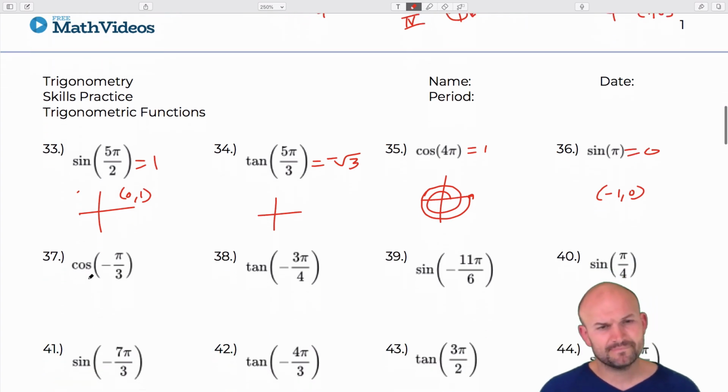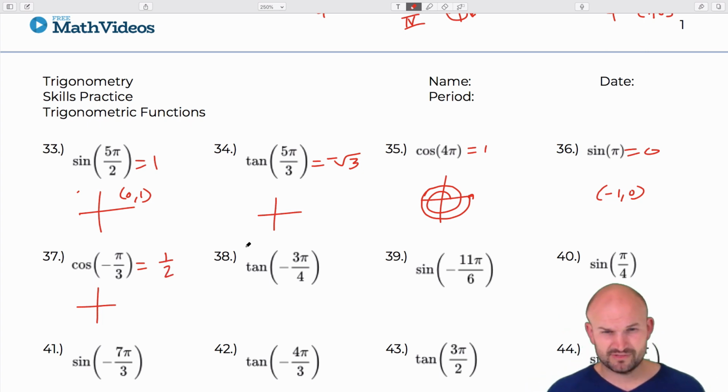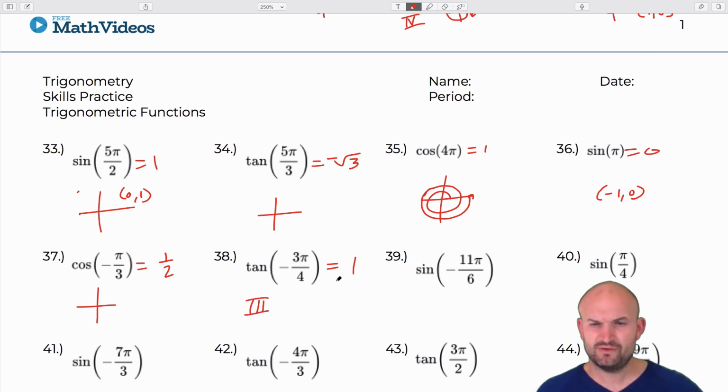All right, the sine of negative pi over 3. Oops, sorry about that. The negative pi over 3, let's see here, negative pi over 3, that is going to have a reference angle of pi over 3. That's going to be in the third quadrant, so pi over 3 is going to equal 1/2. Since it's in the fourth quadrant, it's positive. Negative 3 pi over 4, that is going to be in the third quadrant, so that is going to be positive, and pi over 4, tangent of pi over 4 is going to be 1.